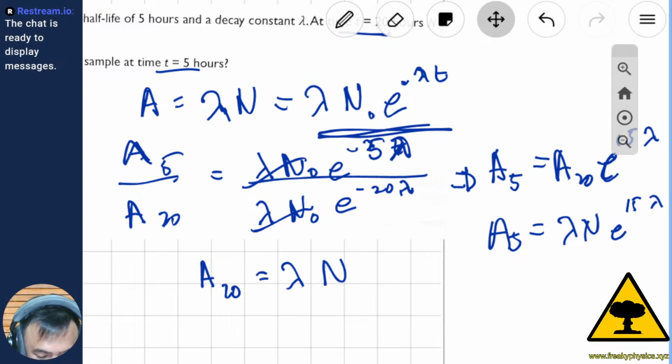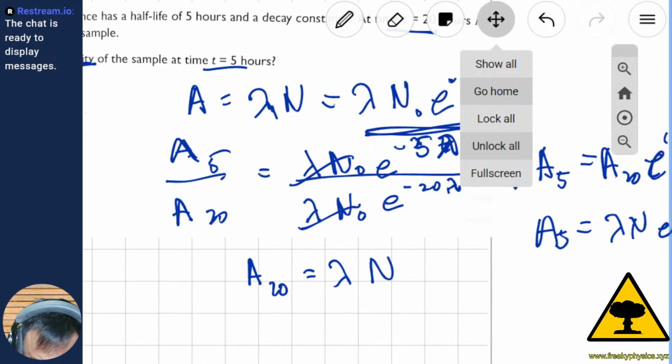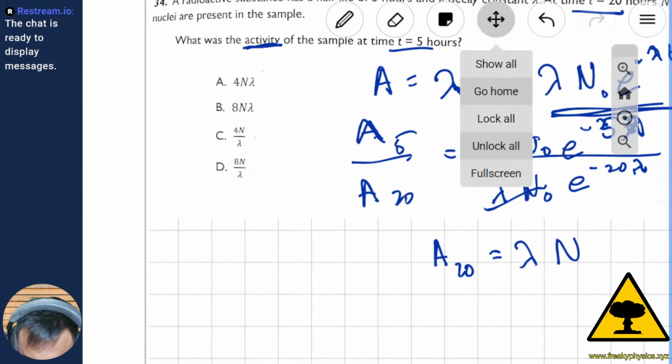Can I ask a question? Go ahead. In one of the working hours, it said 20 minus 5 is 15. Then 15 over 5 is 3, and that means it's 3 half-lives. Yes, that's correct. That's actually the shortcut. This is what we do.